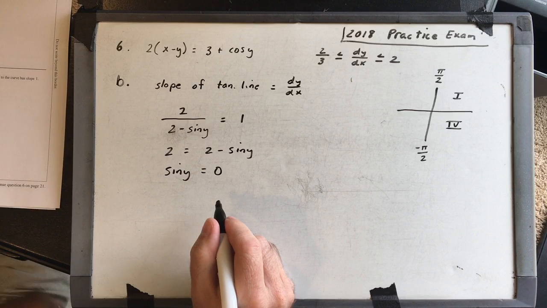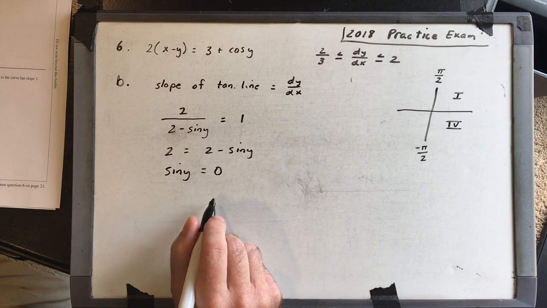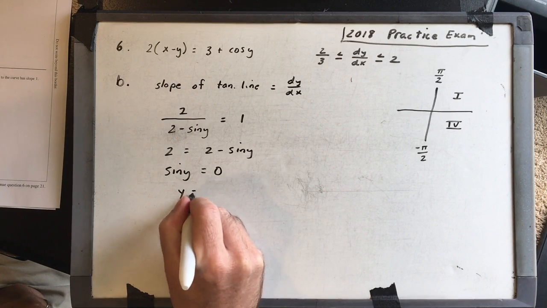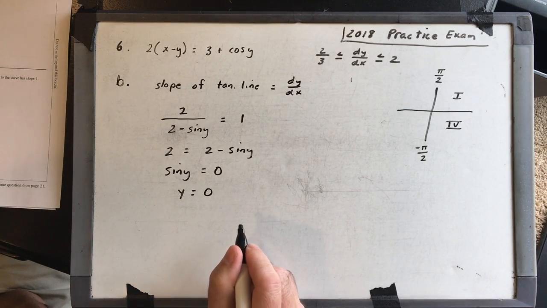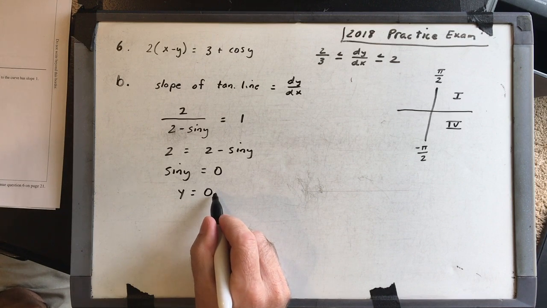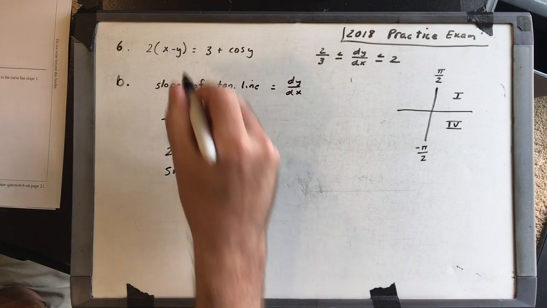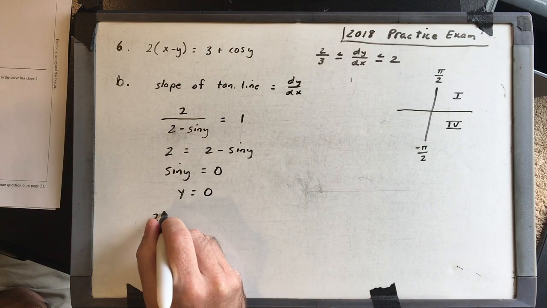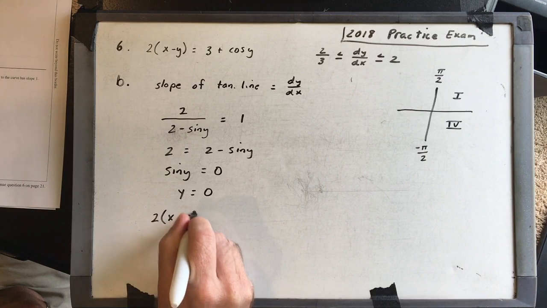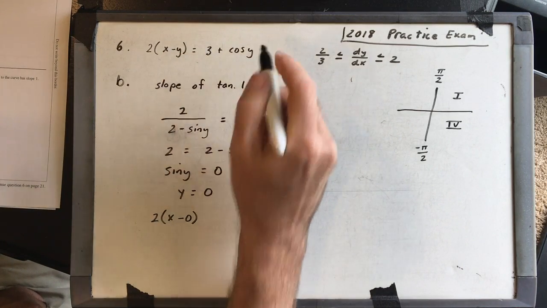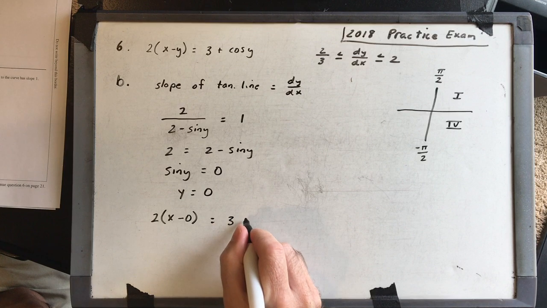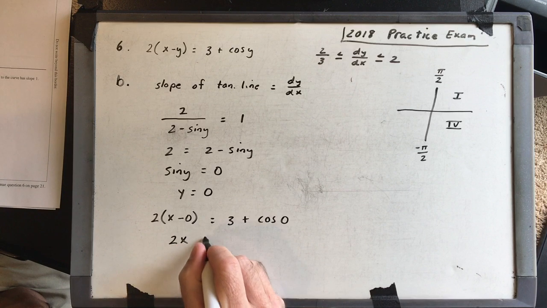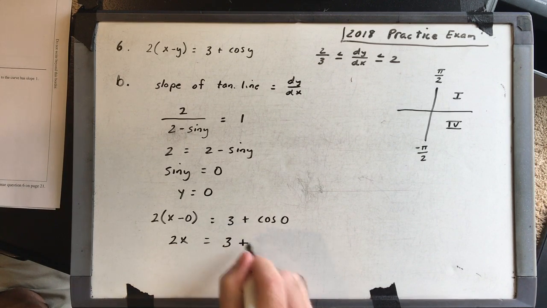So where is sine 0? Again, have your unit circle handy, but you know that sine is 0 at 0. So y is equal to 0. So now how are we going to figure out x? We plug in our y value into the original equation and solve for x. So I'd have 2 times x minus 0, which is equal to 3 plus cosine 0. So that's 2x is equal to 3 plus, what's the cosine of 0?